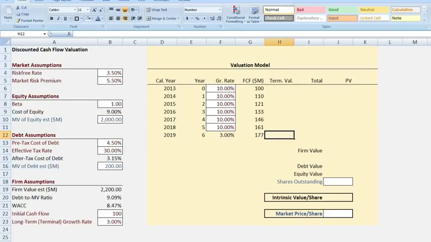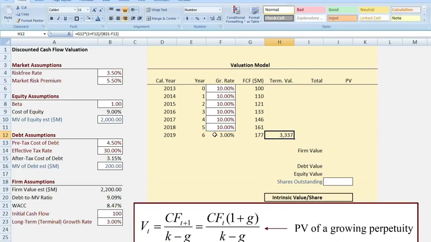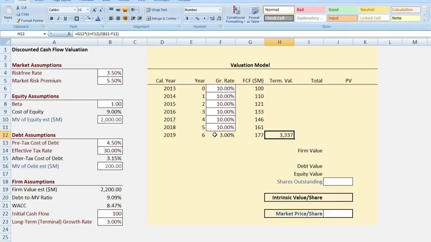The terminal value takes care of all cash flows that occur after year 6, and for this we'll just rely on the present value of a growing perpetuity formula. The present value of a growing perpetuity is the most recent cash flow times 1 plus the growth rate, which is 3%, divided by the cost of capital minus the growth rate. So our cost of capital we'll find in cell B21, it's the weighted average cost of capital, and we'll subtract off our growth rate. So we see that the value of all future cash flows beyond year 6 is $3.337 billion.